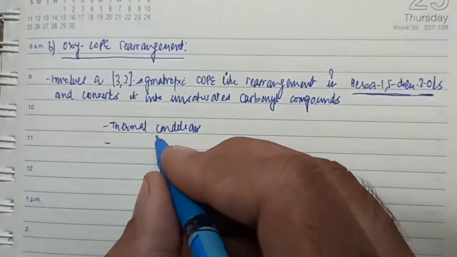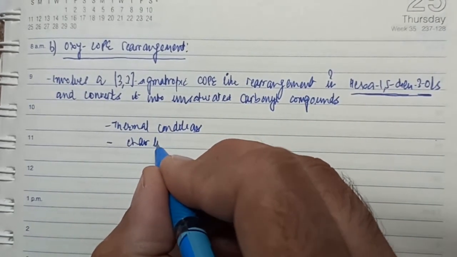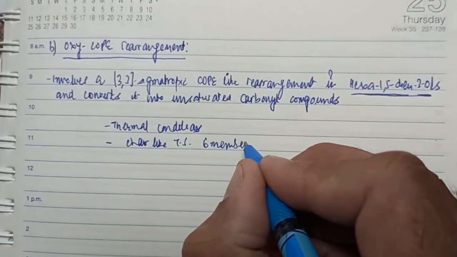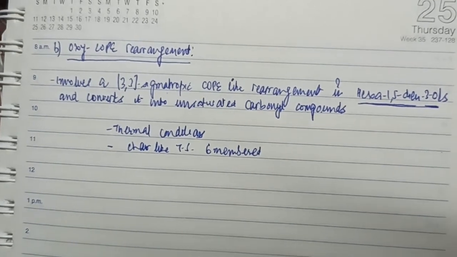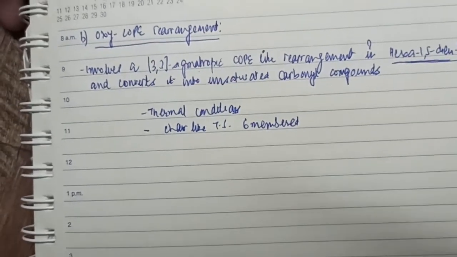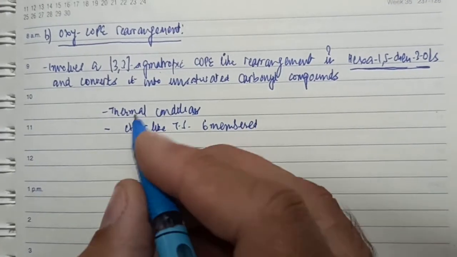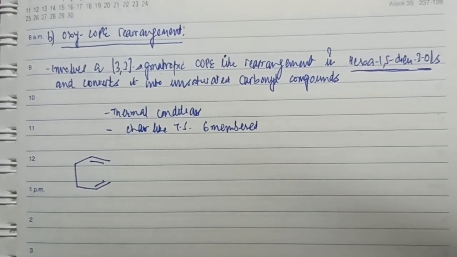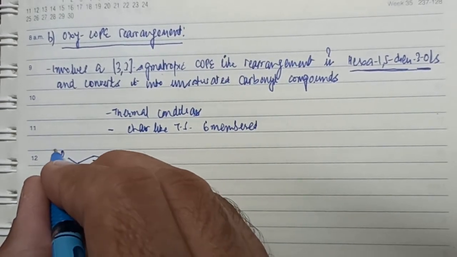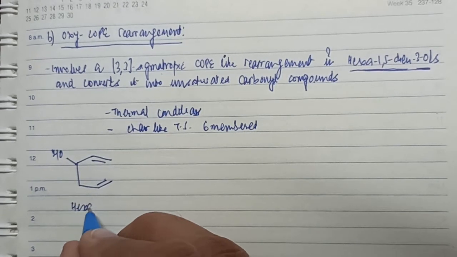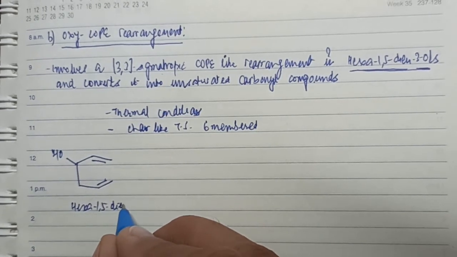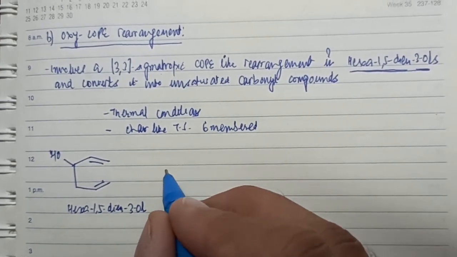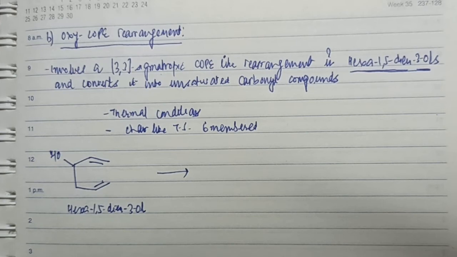It follows a chair-like transition state which is 6-membered in nature, similar to Cope rearrangement. The only difference, as I've told you, is the nature of the substrate on which it works. So if I'm talking about a hexa-1,5-diene, this one, and at the 3rd position you have an OH moiety, then this molecule should be hexa-1,5-diene-3-ol. Oxy-Cope rearrangement works on this kind of system. The mechanism and the rearrangement would be similar.